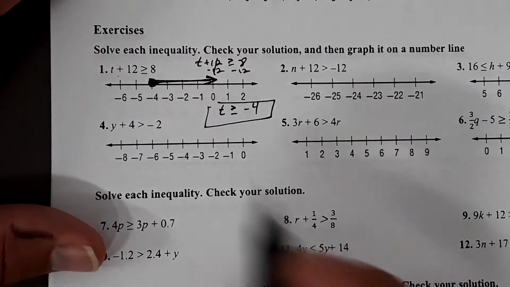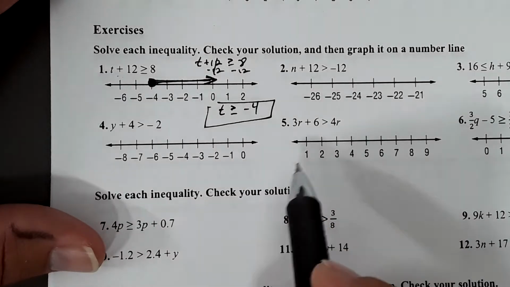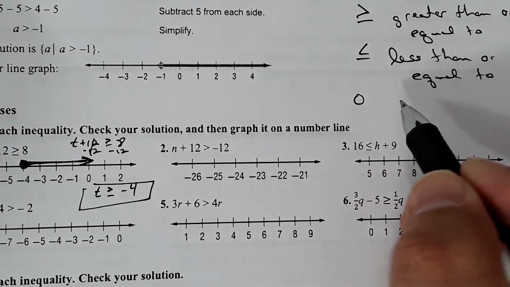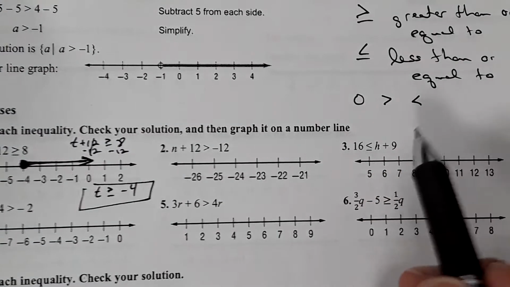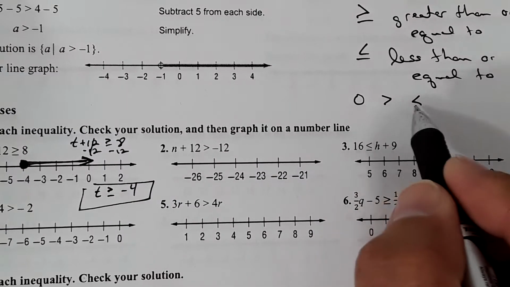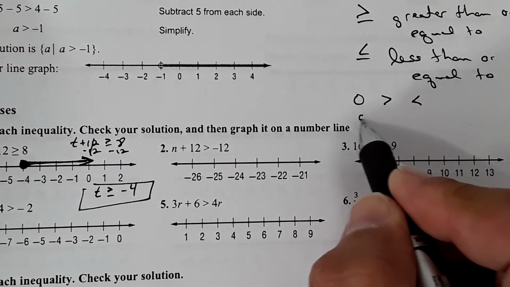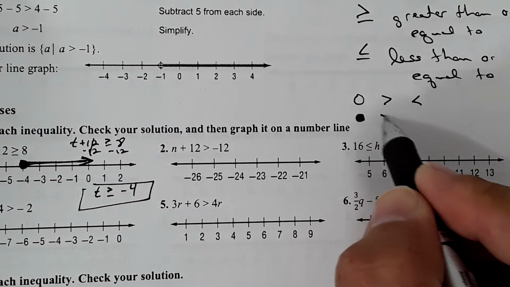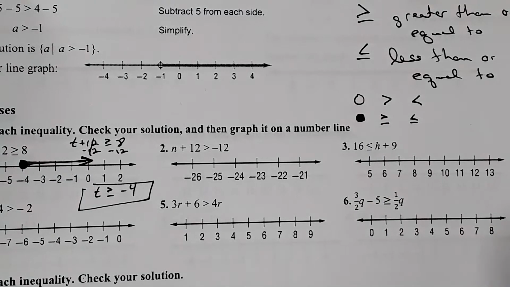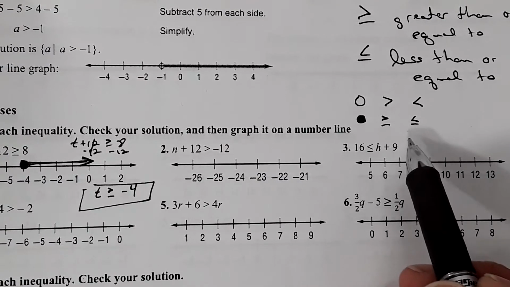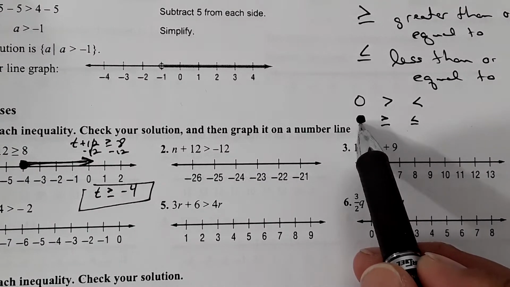Okay. So when we make these circles on our solution numbers, here's the rule. You're going to use an open circle if it's greater than or less than, meaning we do not include the solution number, and we use a closed circle if it's greater than or equal to or less than or equal to. So just know that if you see this equal bar, you're going to close that circle in.